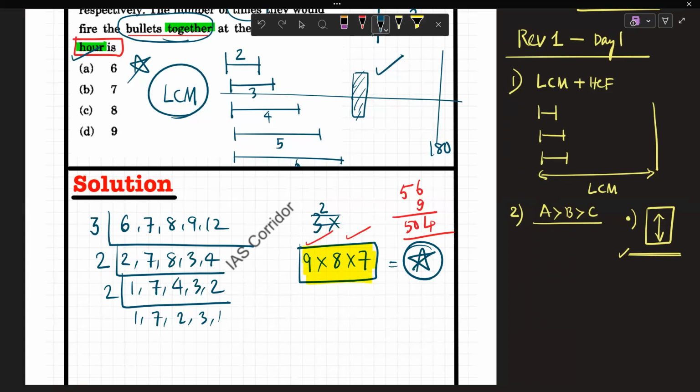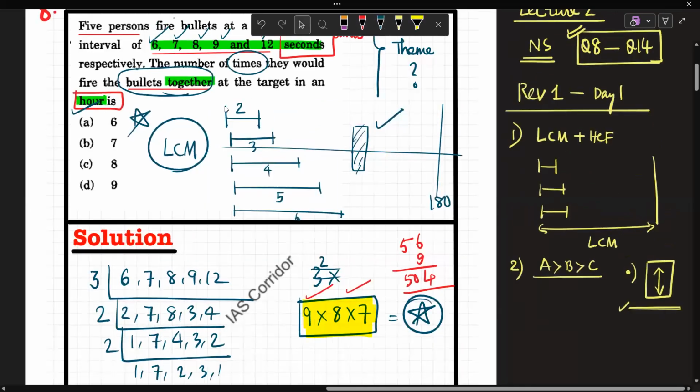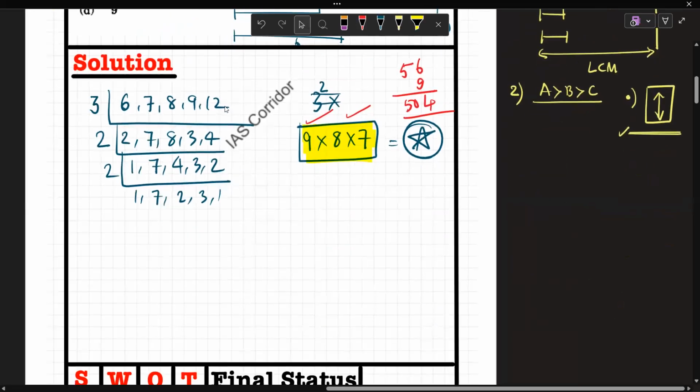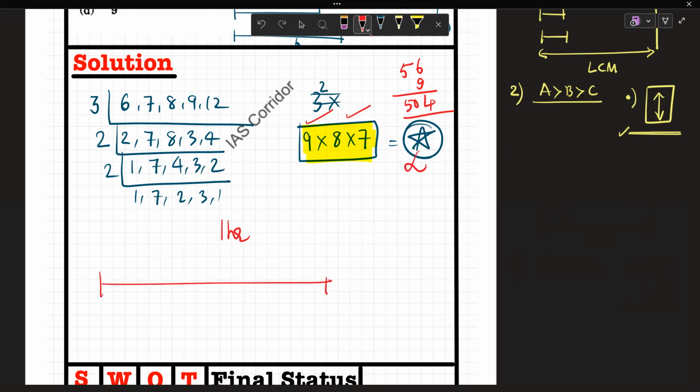The question has not asked after how much time they will first meet together, or after how much time all these bullets will be fired together. It has asked that within 1 hour, how many times they would fire the bullets together. Since it asks within 1 hour, we need to find how many times this value occurs, after how much interval. Suppose, like in yesterday's question, it was 180 days.